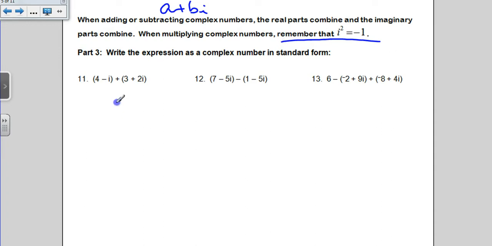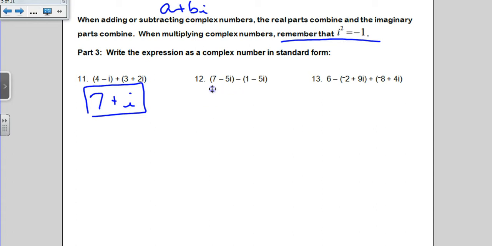So first on number 11, if I'm just adding the numbers together, you just add the real parts. So 4 plus 3 is a 7. And then we're going to add the imaginary parts. Negative 1i plus 2i gives us 1i. So your answer is 7 plus i. It's just like if we were adding binomials, you know, things with x's and whole numbers.